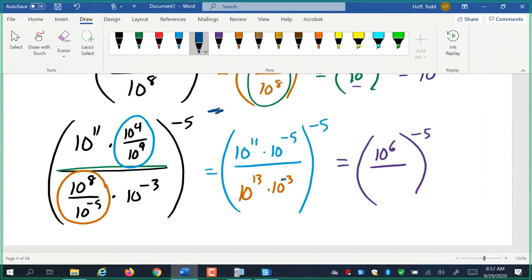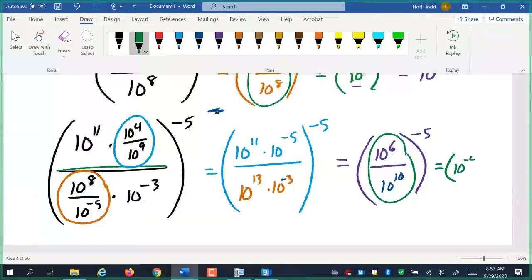So 10 to the 8th times 10 to the 13th times 10 to the negative 3. 13 plus negative 3 is 10. That's 10 to the 10th. Now at this point, I can divide. I've done everything on top of the fraction bar and everything on bottom. 10 to the 6th divided by 10 to the 10th. Well, 6 minus 10 is 10 to the negative 4.